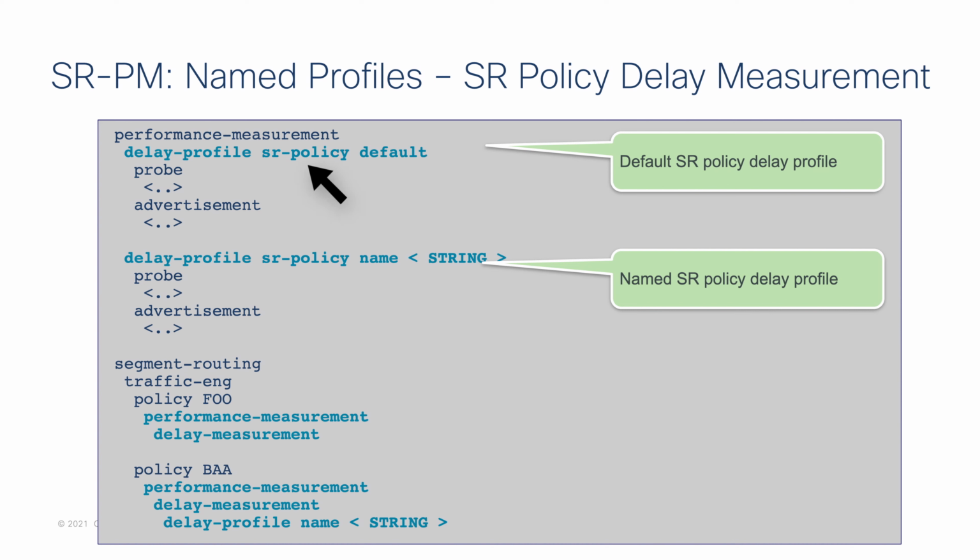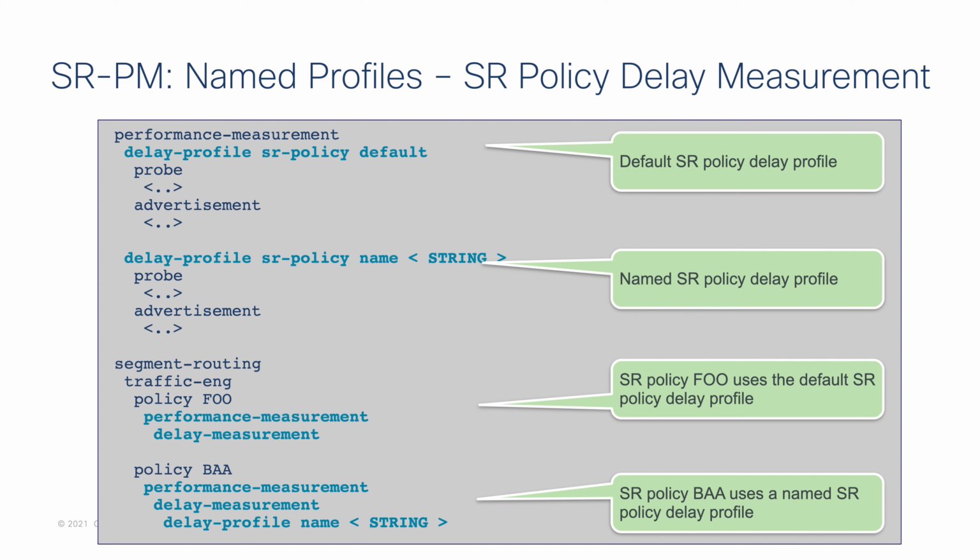Likewise, we can also have a segment routing policy delay profile, and it has also a default SR policy delay profile or a named SR policy delay profile. This time, the application of the delay profile will happen underneath the policy. So in this particular view, we have a segment routing policy foo, where we enable performance measurement, and when we just enable delay measurement underneath without specifying the delay profile name, therefore the SR policy foo will use the default SR policy delay profile. On the other hand, policy bar is enabled for PM and delay measurement, and it has the reference to the named delay profile, and then that is the profile that is going to apply for policy bar.